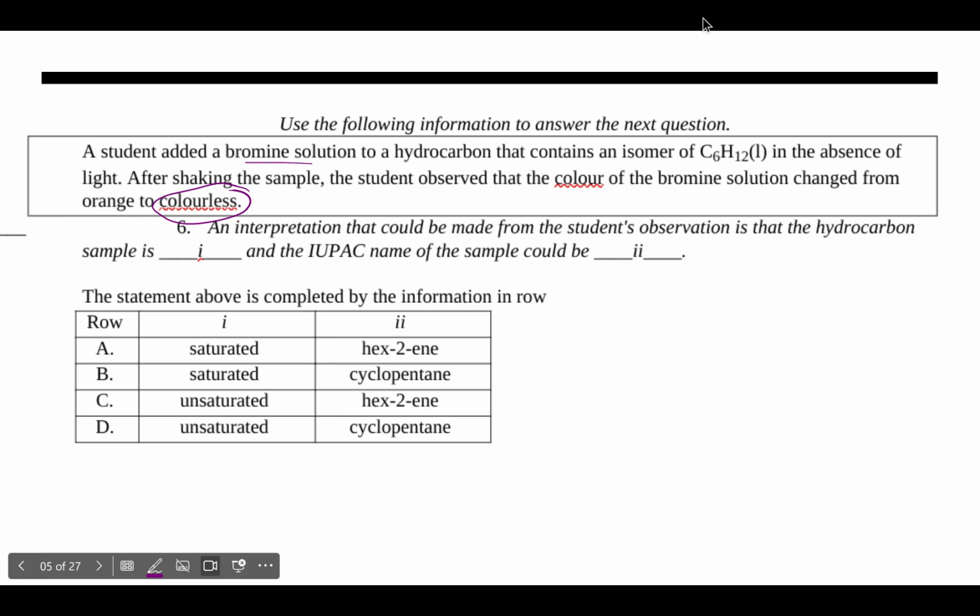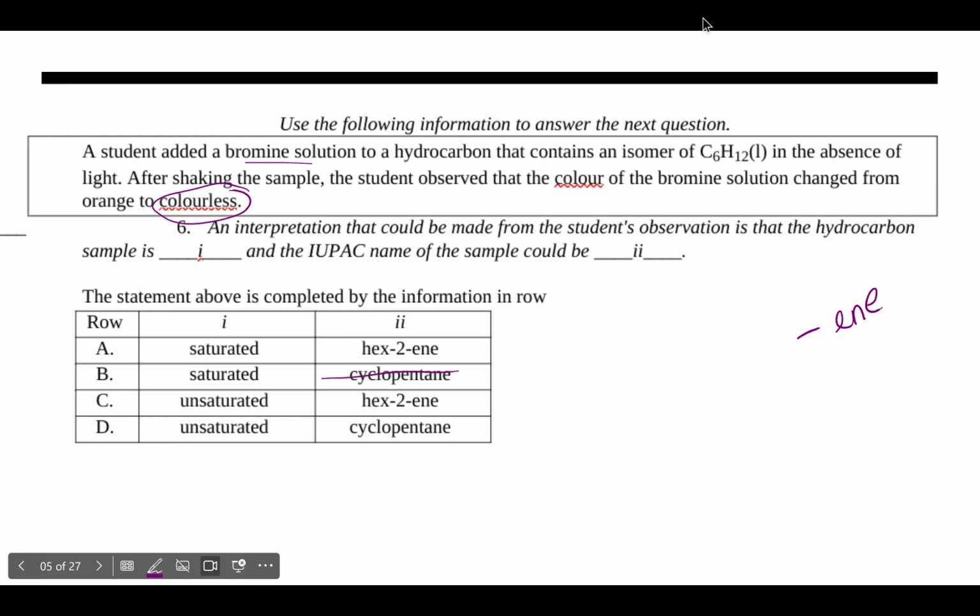So just taking a look at what we have, I'm just going back over here. If you're adding it in and that color disappears, that means you're breaking a double bond. The bromine is going onto the molecule, so you're not going to see any bromine color. So you must have an alkene. So we're looking for a hydrocarbon that ends in ENE.